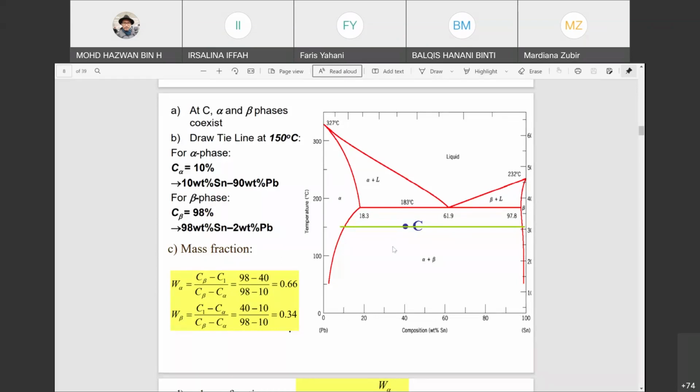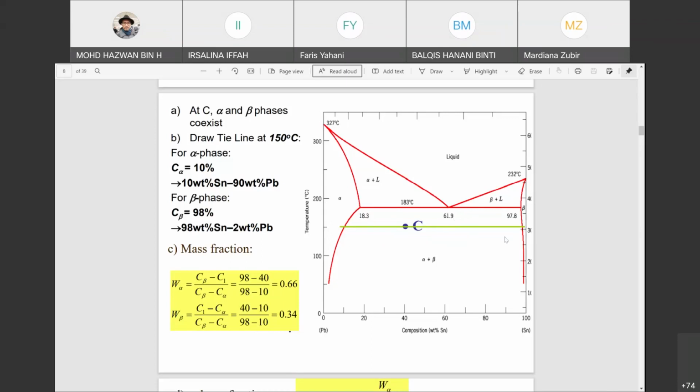Okay, so when you look at the mass fraction, the same concept will apply. You will assume this as a tie line and then make it R and S. One half as R, another half is actually S. So the weight fraction of alpha: alpha is located on your left hand side, so the opposite line of alpha is actually S. Alpha is on the left, and the opposite line is S.